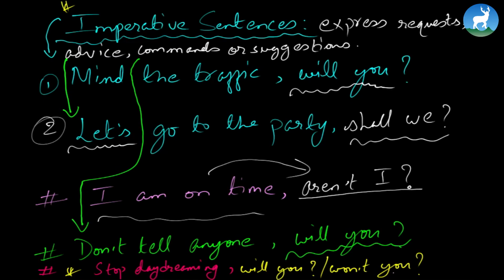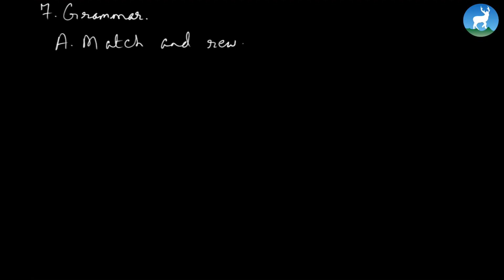Now let's start with the examples given in the book. Okay, now here you go. In the book, it's number 7, grammar, and it's very simple actually. It is match and rewrite. To begin with, number 1, he's sleeping. He's having an option on the other side. You know, it should be very easy by now. It's a positive statement, so it must have a negative question tag, see?